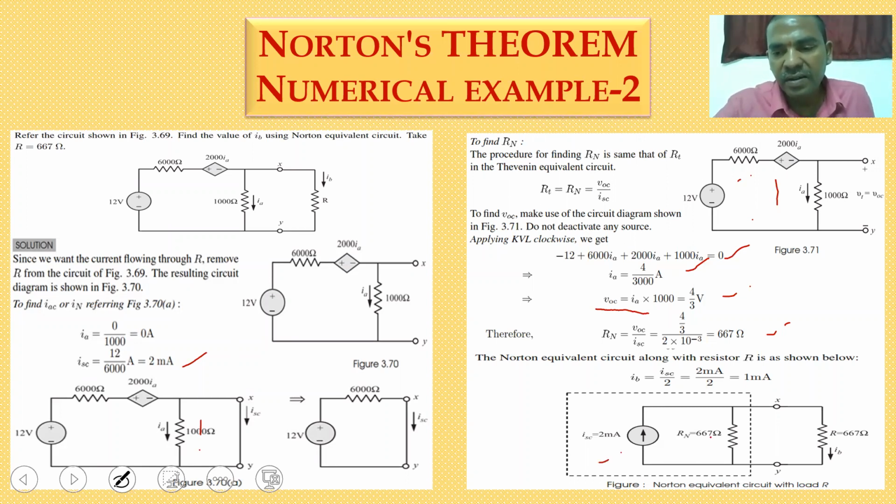The equivalent resistance is connected in parallel with the load. The load resistance and the Norton equivalent resistance are both the same, so the net current is half of the value. So that is 1 milliampere only.